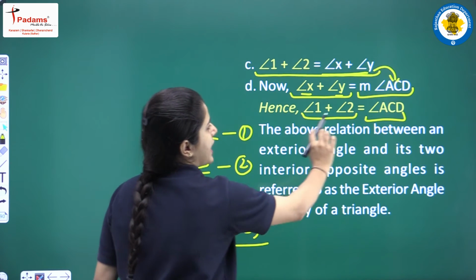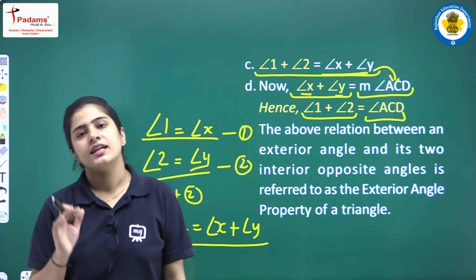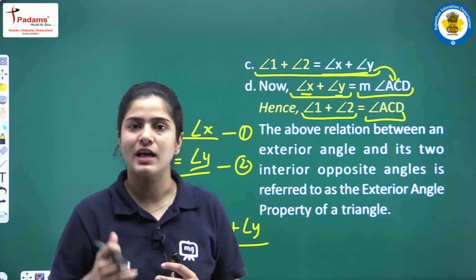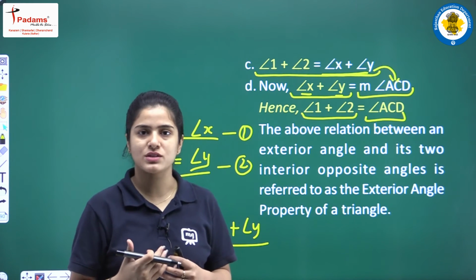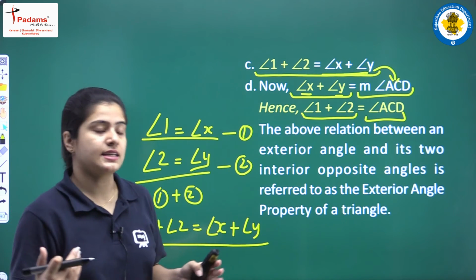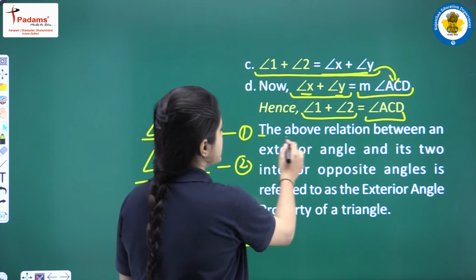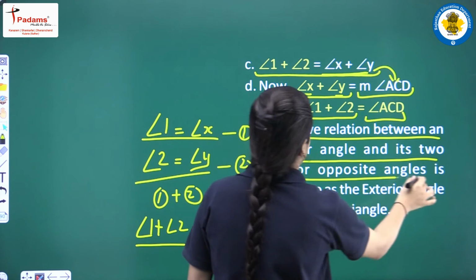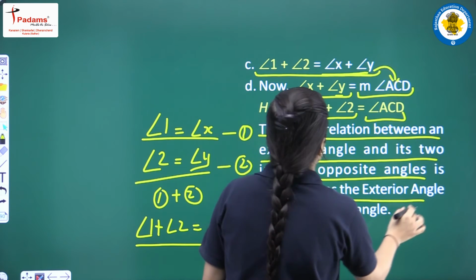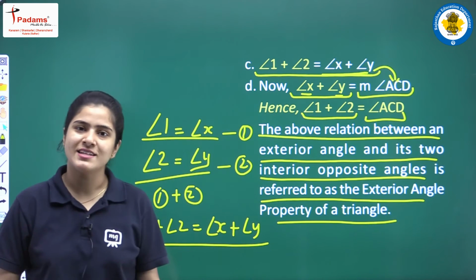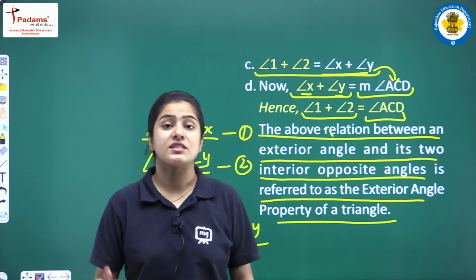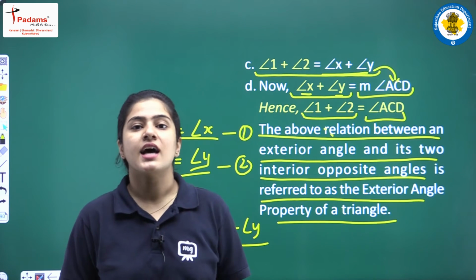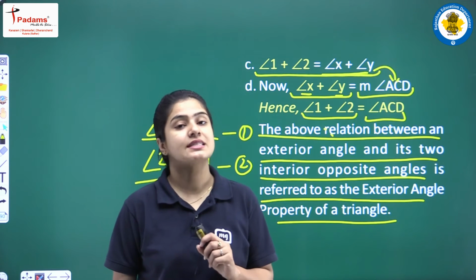And that is why we have just found the conclusion that the two angles, that is angle 1 plus angle 2, will be equal to the exterior angle, okay students, that is angle ACD. Okay students, so the above relation between the exterior angle and its two interior opposite angles is referred to as the exterior angle property of the triangle. This is called exterior angle property. Okay students, I hope that now this concept is clear to your minds.